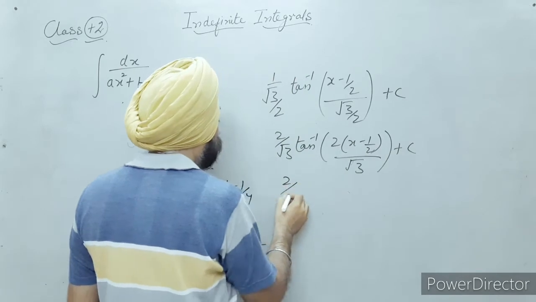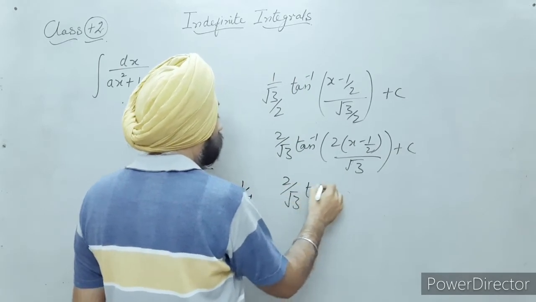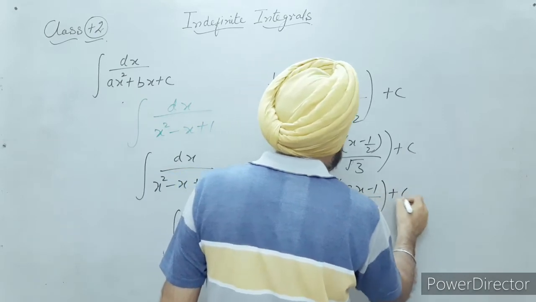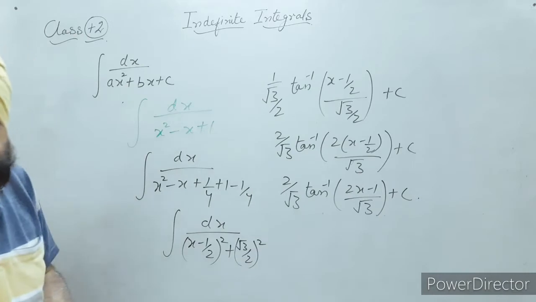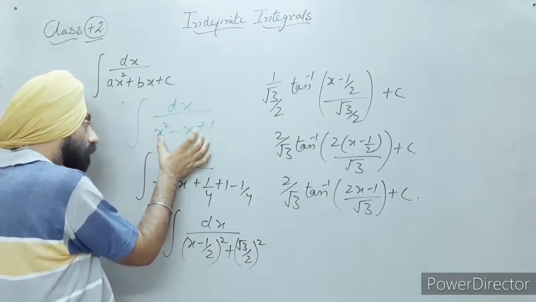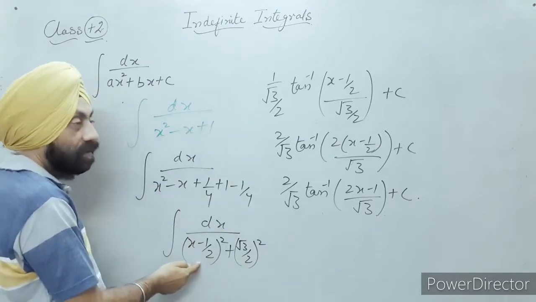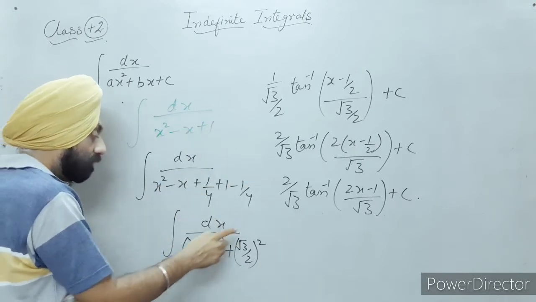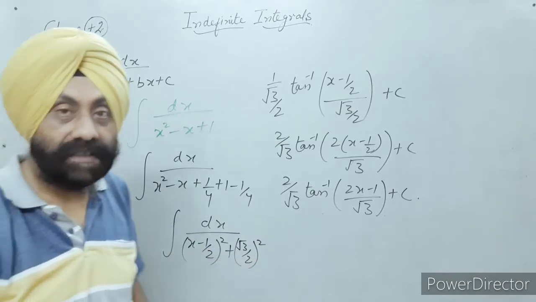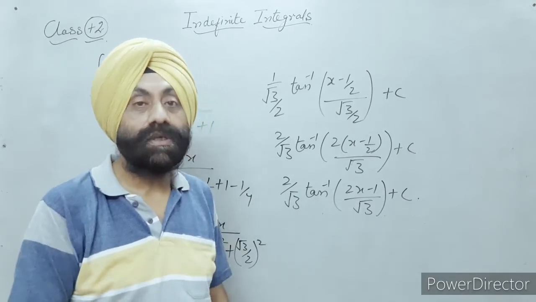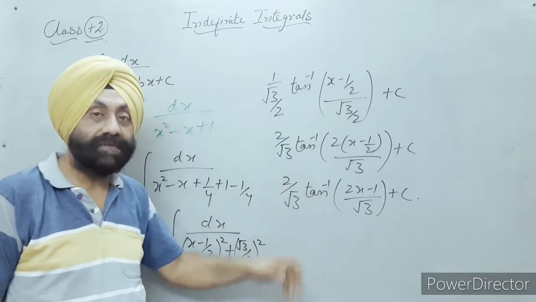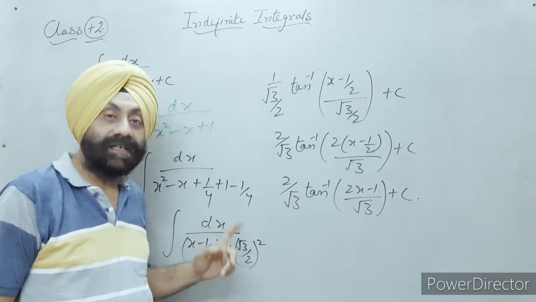Solve it a bit: 2 by under root 3 tan inverse of 2x minus 1 by under root 3, plus c. This is the final answer. Hope you have understood this. The only thing is, I convert this form into this so that the formulas can be applied. That is x square plus a square, a square minus x square, x square minus a square under root, or a square minus x square under root. Any one of those 6 formulas will be applied in these kinds of questions.